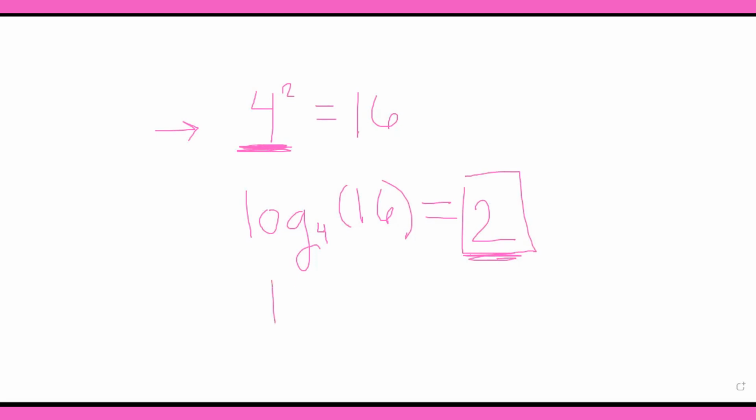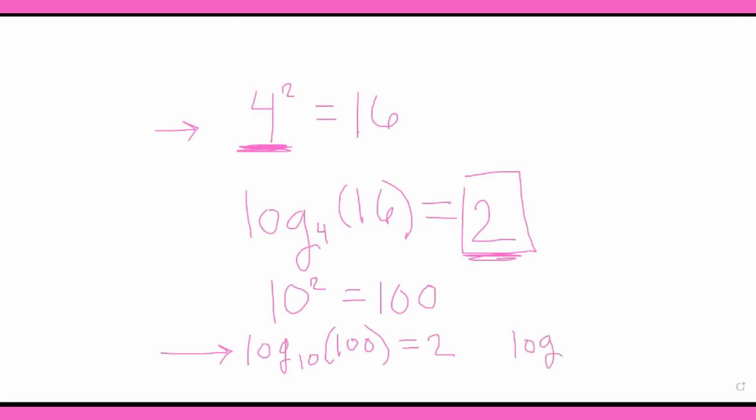As another quick example, if we were to say 10 squared equals 100, I would write that as log base 10 of 100 equals, the log equals the exponent, 2. So if you were to put this in your calculator, the common log is base 10. Log base 10 of 100 equals 2. You just push the log button and say log 100 and it would give you 2, meaning 10 squared is 100.